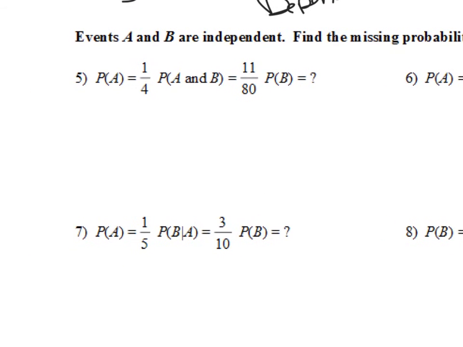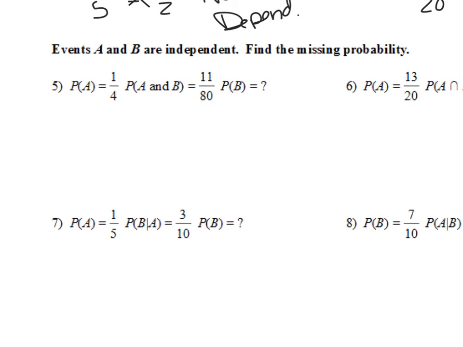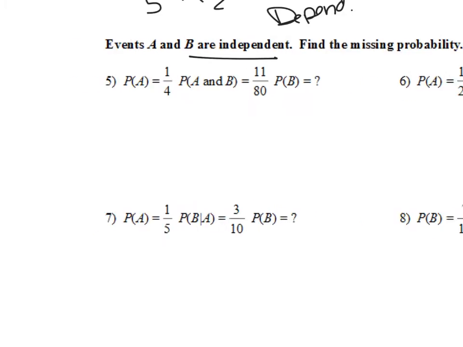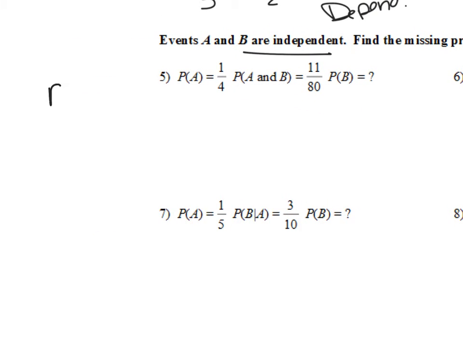Now you can also use these, if you know that these events are independent, you can use these properties for your own benefit. So I know that they're independent, so I know that those two rules, the probability of A and B, is equal to the probability of A times B. You can use this information to solve them.